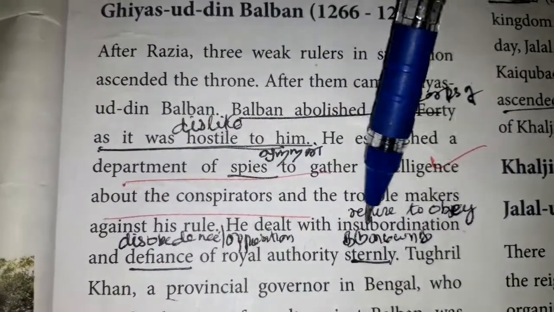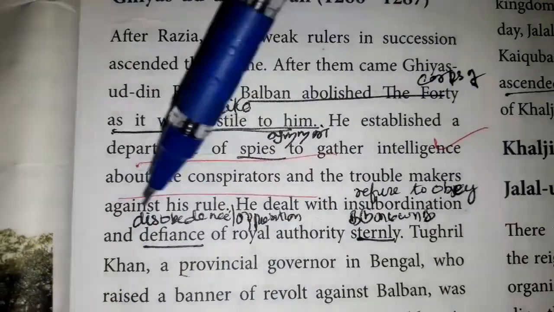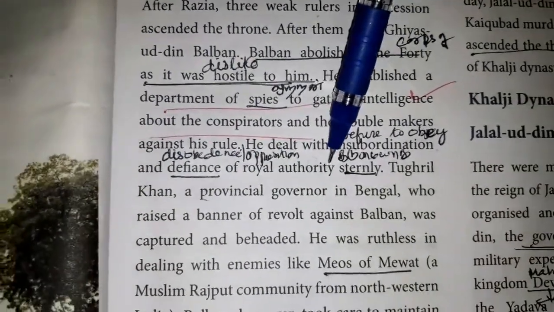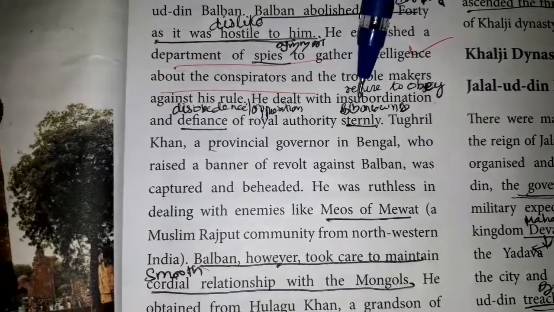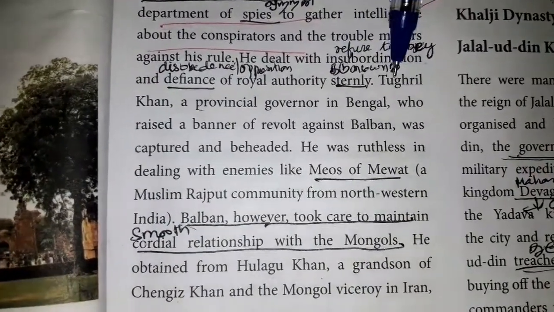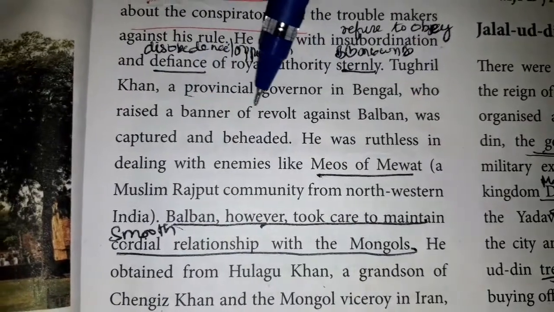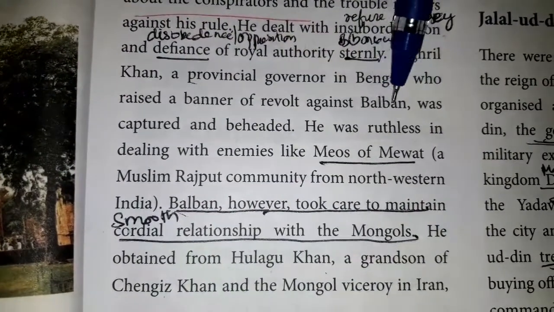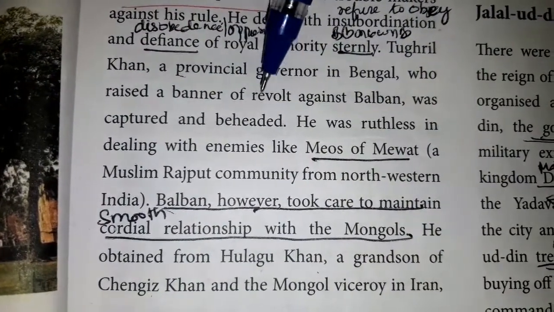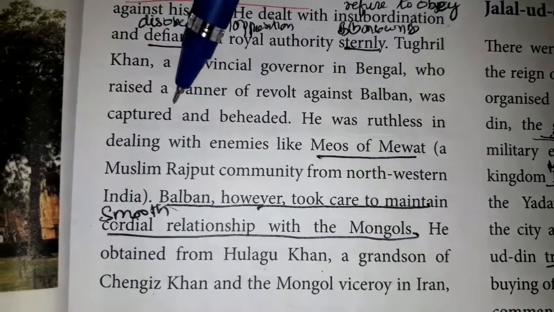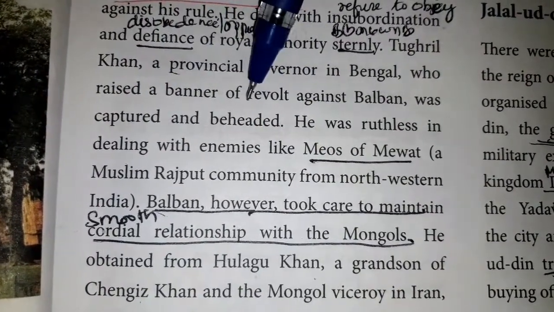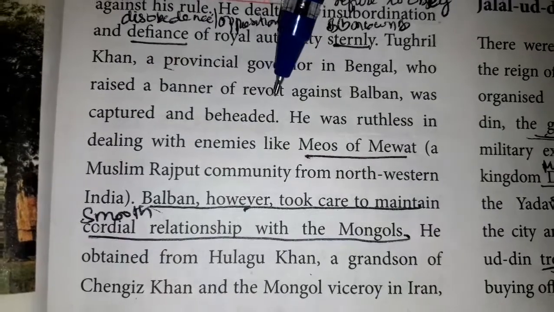He dealt with insubordination, which means refusing to obey and defiance of royal authority, sternly. Whoever spoke against him, he punished severely. Tughril Khan, a provincial governor in Bengal, raised a banner of revolt against Balban. So what did he do against Balban? He raised the banner of revolt. He was captured and beheaded.